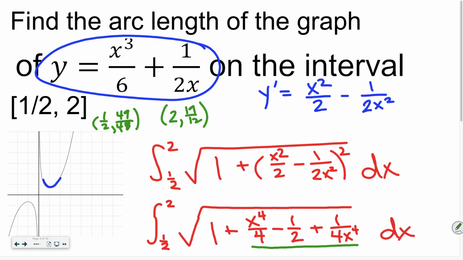We would get 1.602 and so on, so 1.6. If this distance from here to here is 1.6, is it reasonable that our arc length would be 33/16? Yeah, because it should be longer. It should be significantly longer because it's up and down, right?